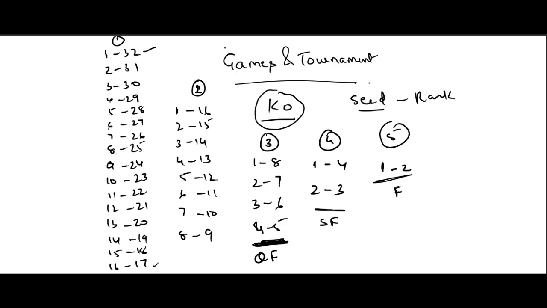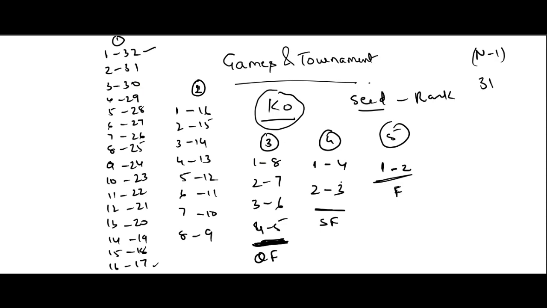Now let's see the first question, if it arises: what is the total number of matches played to find the winner? As we have seen, the total number of matches will always be n minus 1. That is, 32 teams are there, so we have to make 31 matches to find the winner, and the total number of matches played will be 31.